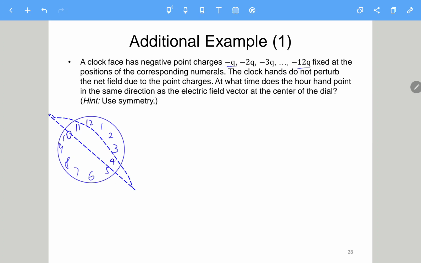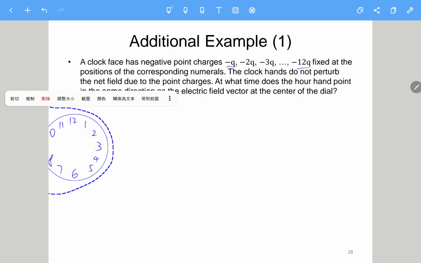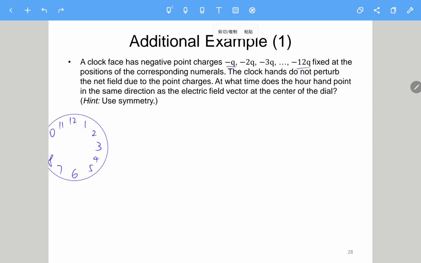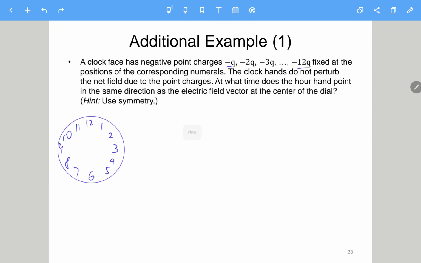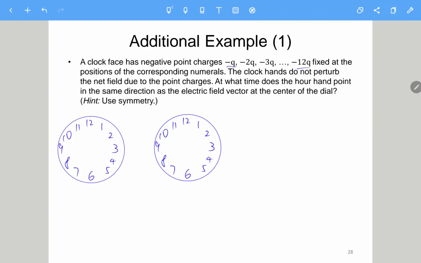Okay, let me try to copy this one. Okay, so it means that at 1 it has negative Q, at 2 negative 2Q, and so on and so forth, up to here we have negative 12Q. I won't write it one by one.